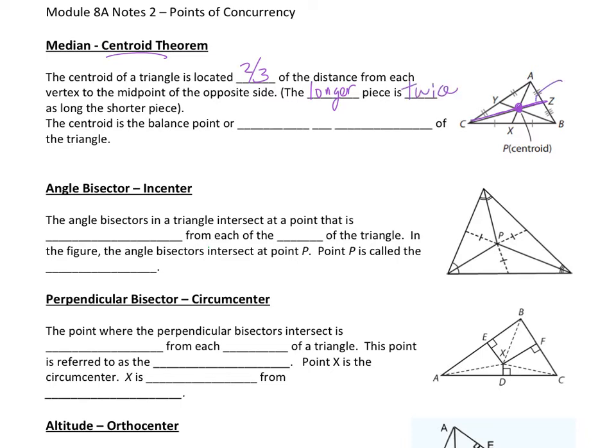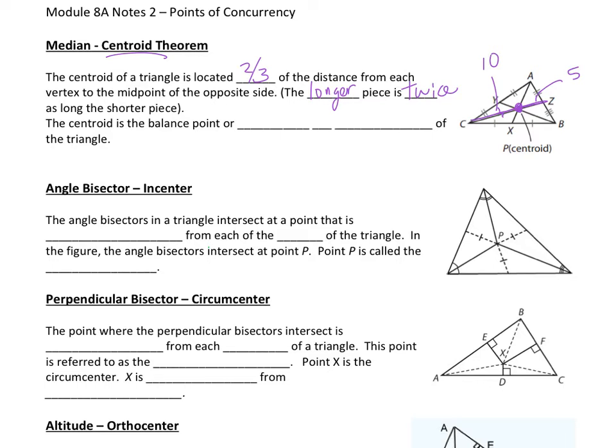Say this segment is 5, that means that CP would have to be 10, because if we divide it in half, that would give us 3 equal pieces of our median, and we know that our centroid is found 2 of the 3 segments or pieces away from our vertex.